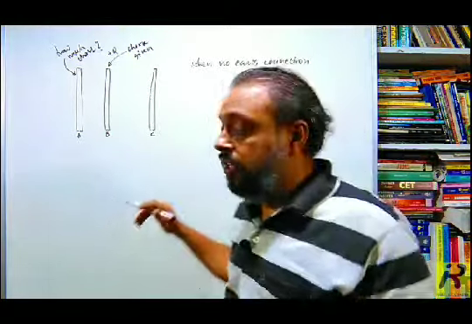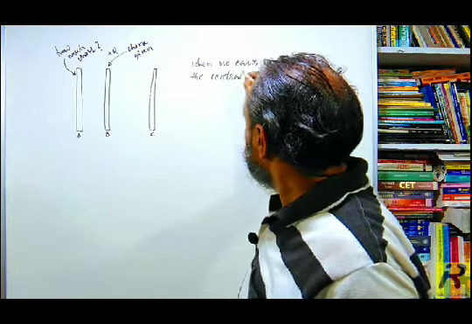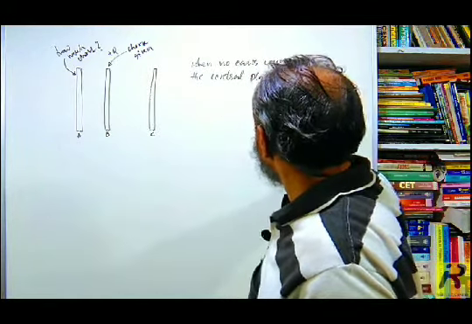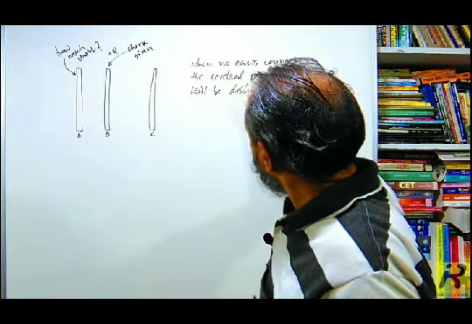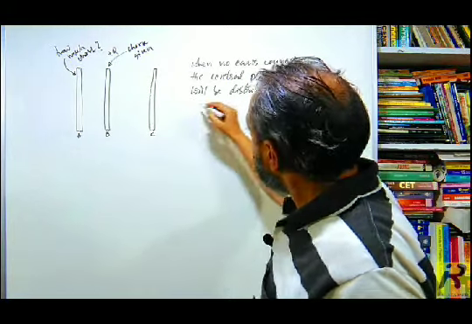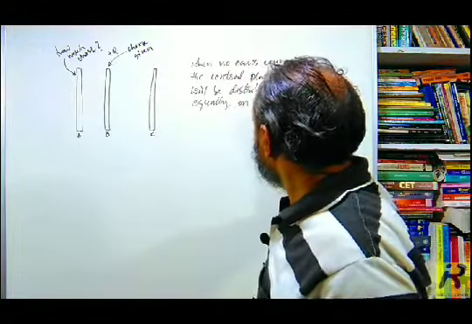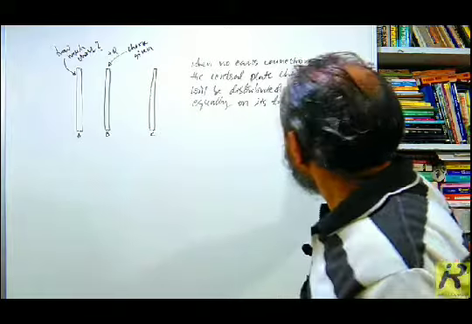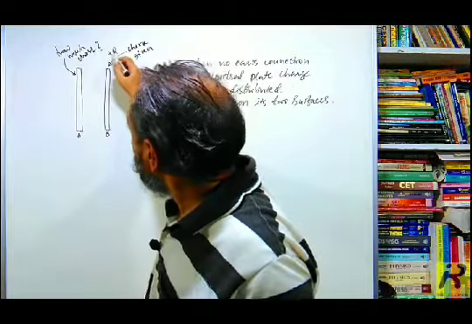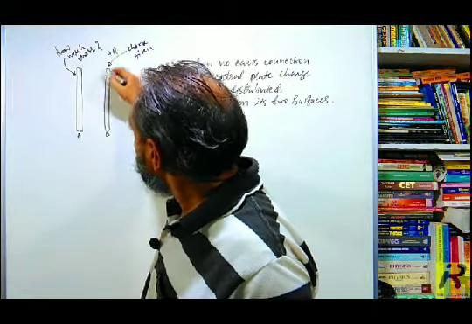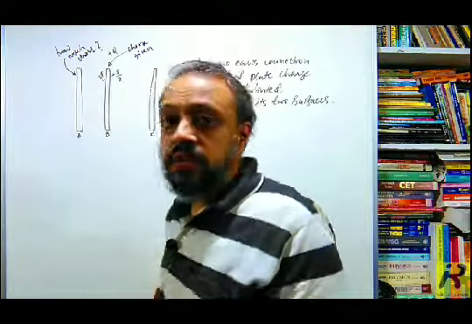the central plate charge will be distributed equally on its two surfaces. So the charge we are giving here, plus Q, is distributed as plus Q by 2 and plus Q by 2 on these two sides.